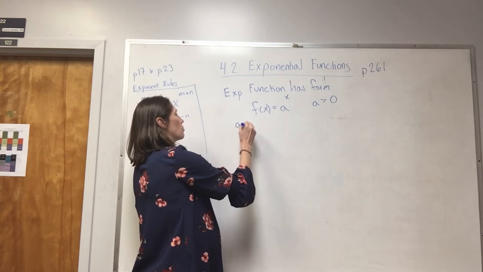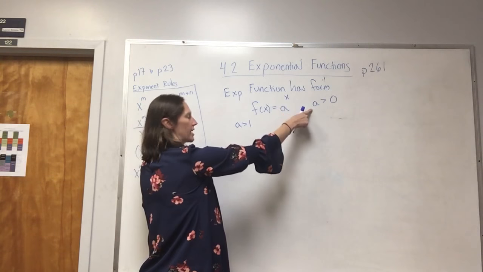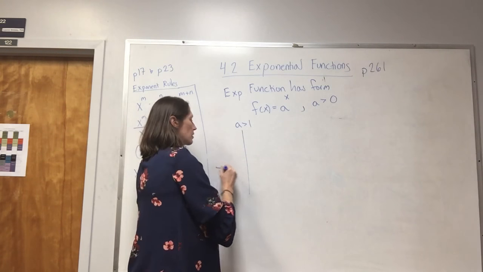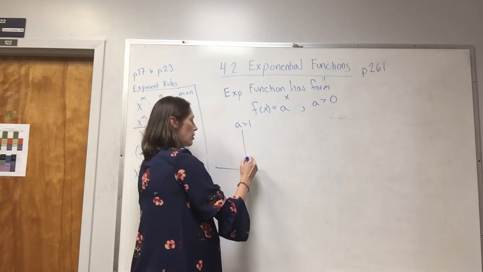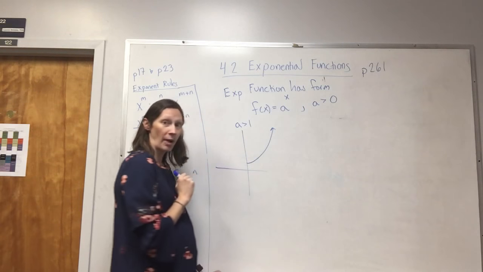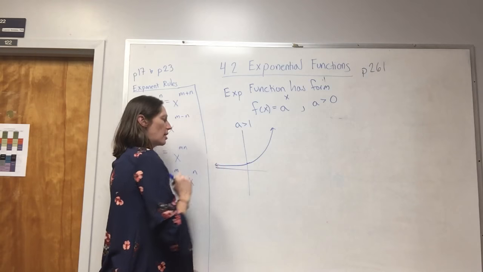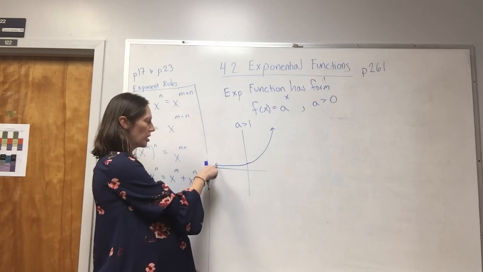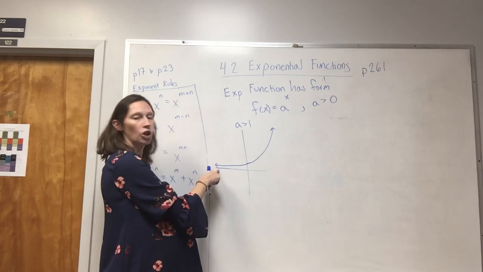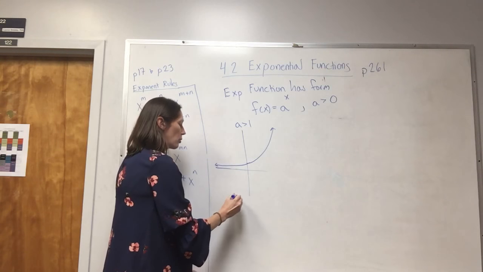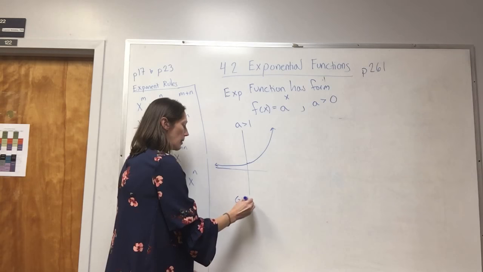If a is more than 1, so it always has to be positive, but if it's indeed more than 1, then I get the kind of shape of the rabbit growth that way. But in the other direction, I actually end up with a horizontal asymptote. I end up with a function that's getting closer and closer to the x-axis. Okay, this is for a greater than 1, and we would call this growth.